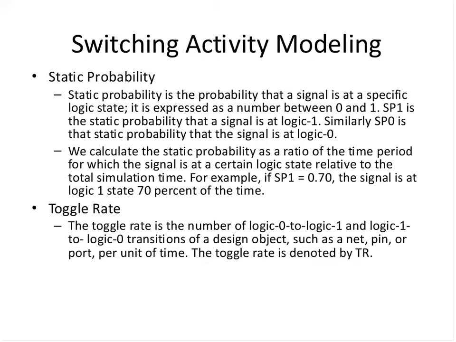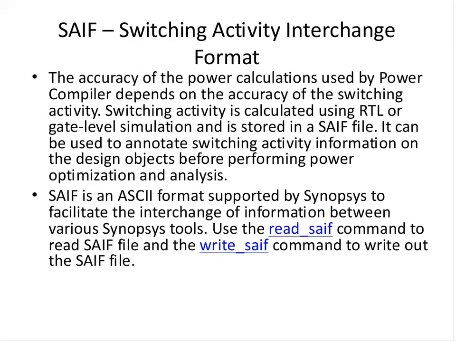Second important factor is known as toggle rate. Toggle rate is the number of toggles a signal makes, a net makes, from 0 to 1 and 1 to 0. A net, pin or a port, right? Again, we do not need to know when it went to 1 or when it went to 0. We just need to know the number of times it transitions in a given time as a toggle rate. So toggle rate is usually on a per second basis. So toggle rate could be net count divided by the total simulation time, right? The file which has this information is called SAIF, switching activity interchange format.